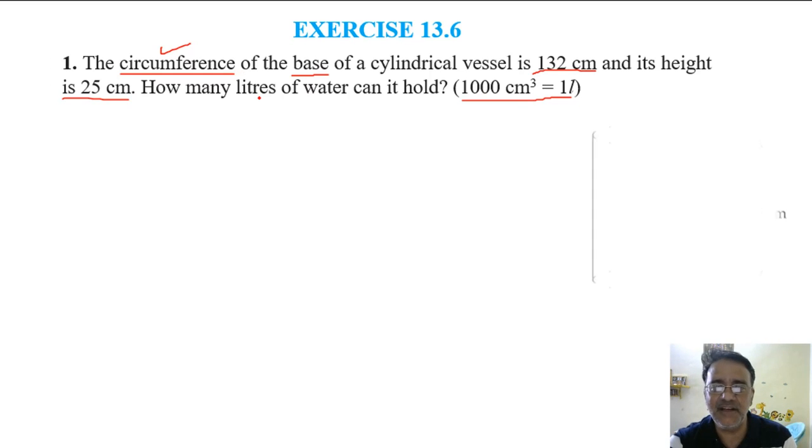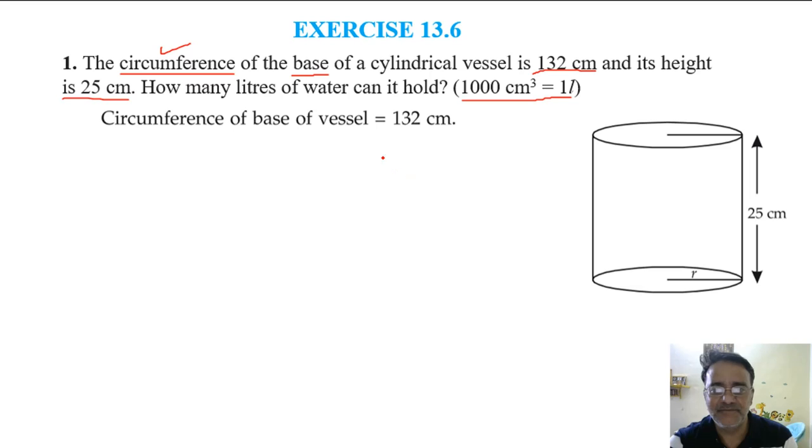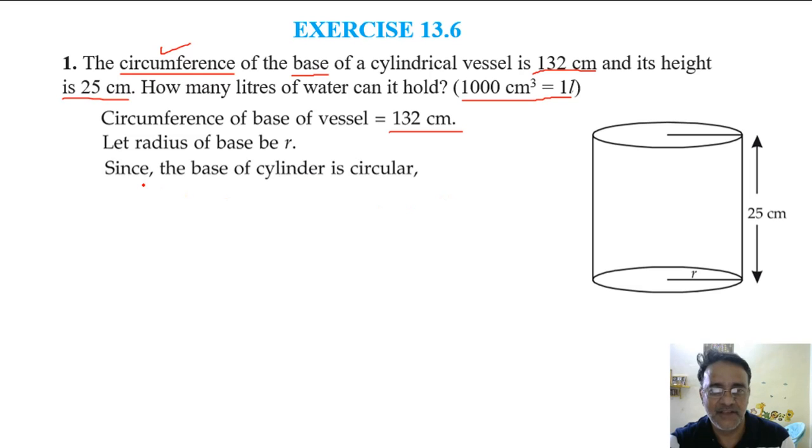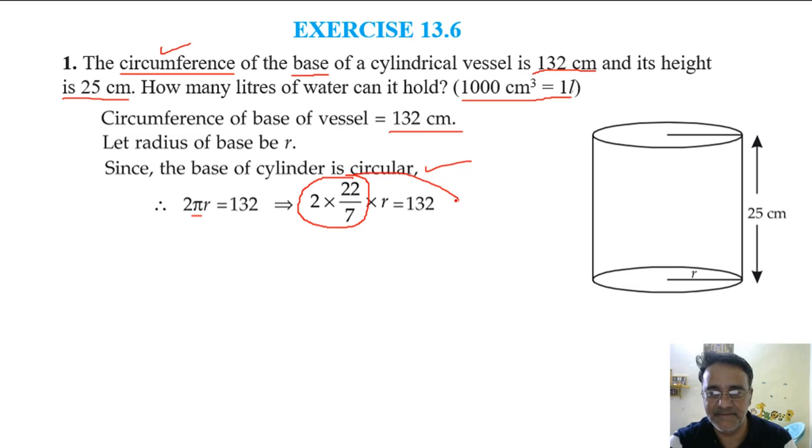So let us start with the rough figure, and the circumference of the vessel is given as 132 centimeter, that is 2 pi r. Since the base of the cylinder is circular, circumference is 2 pi r and that is equal to 132. Now substitute the value of pi as 22 by 7. Okay, now shift this to this side. So we have to take the reciprocal. Right, now cancel it. 6. So what is the radius?